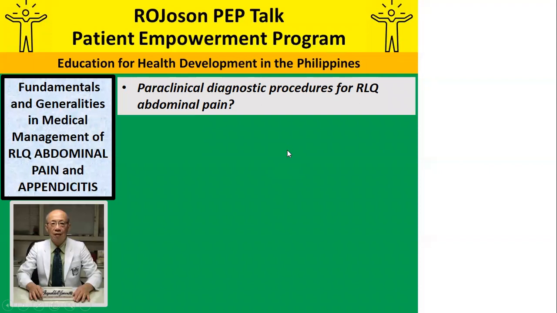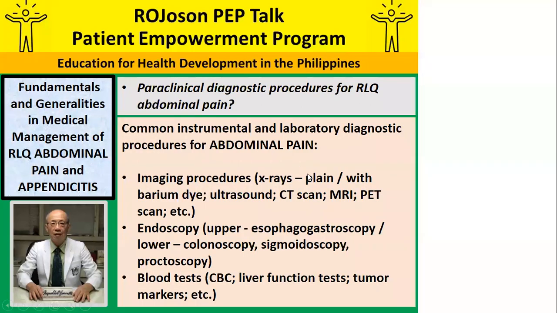Paraclinical diagnostic procedures for right lower quadrant abdominal pain. Common instrumental and laboratory diagnostic procedures for right lower quadrant abdominal pain will be the following. Imaging procedures like X-ray, which could be plain or with contrast, ultrasound, CT scan, MRI, PET scan, etc. Another major or common instrumental laboratory diagnostic procedure will be endoscopy. Upper examples will be esophagus and stomach, so esophagogastroscopy. For the lower part of the intestine, you have colonoscopy, sigmoidoscopy, and proctoscopy. Then the other common laboratory diagnostic tests are the blood tests, CBC, complete blood count, liver function test, tumor markers, etc.